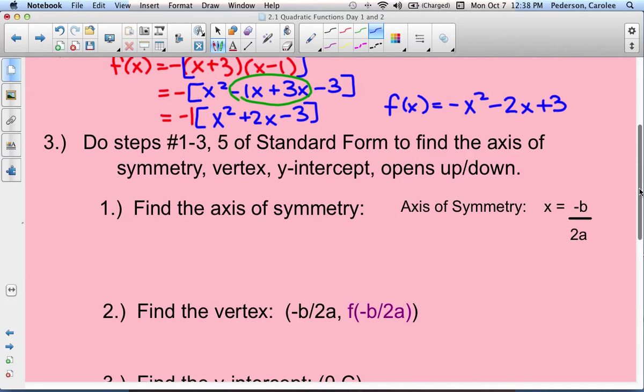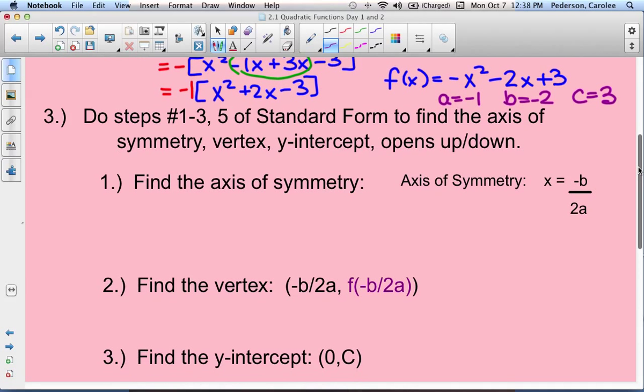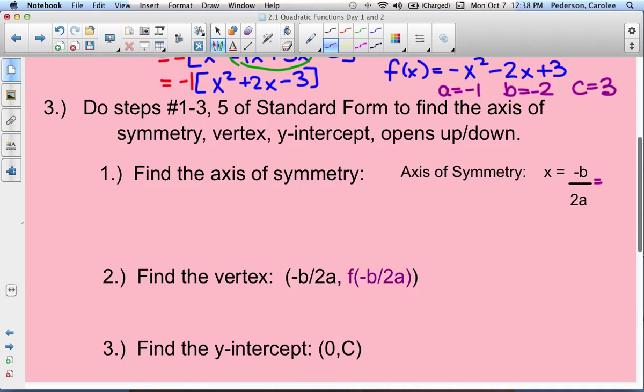Now we're going to continue the rest of the problem like we did in standard form. We'll start with the axis of symmetry. So we have to identify the a, the b, and the c. Our a value is negative 1, our b value is negative 2, and our c value is 3. We're going to plug it into the axis of symmetry equation, opposite of b over 2a. So we get x equals negative negative 2, which is a positive 2, over 2 times negative 1, which is negative 2, and we get negative 1. So our axis of symmetry is x equals negative 1.